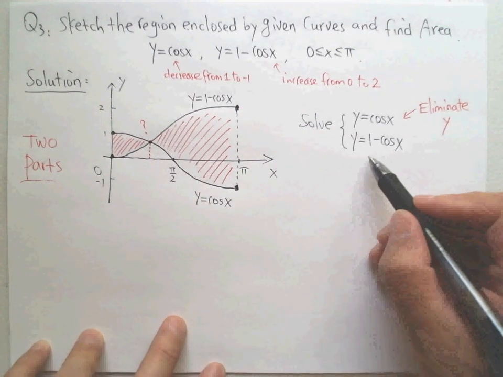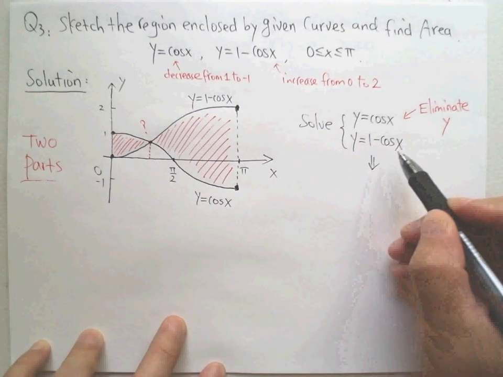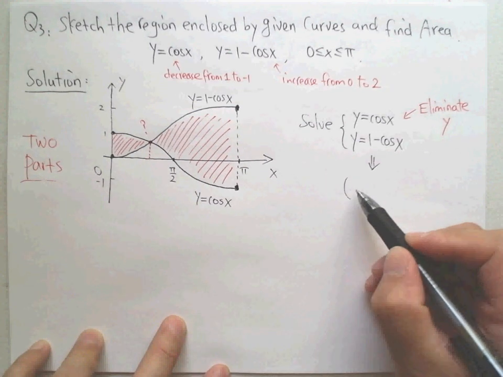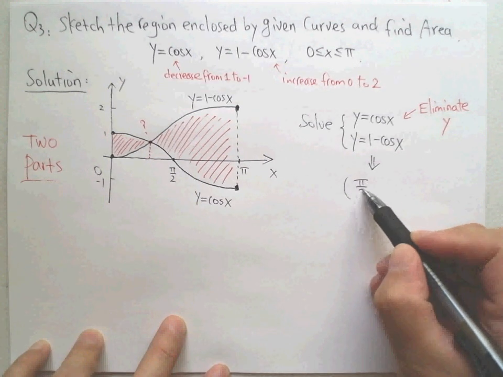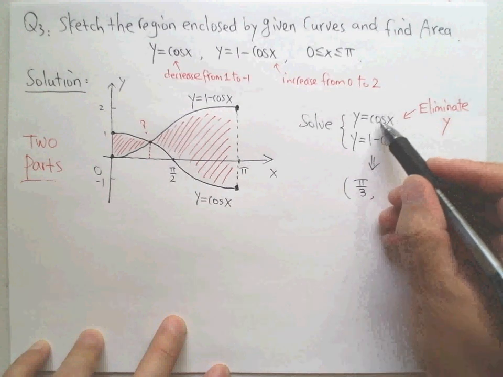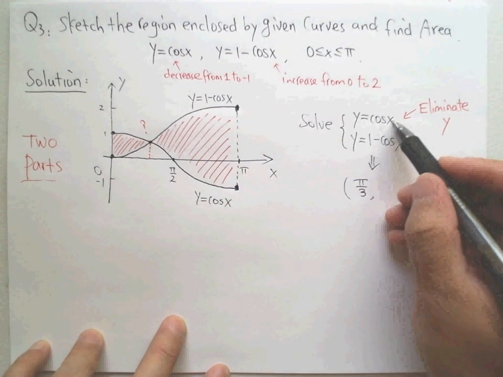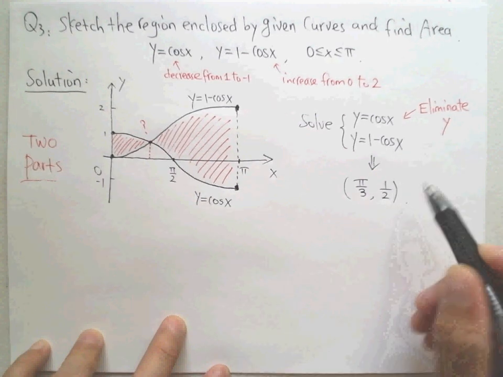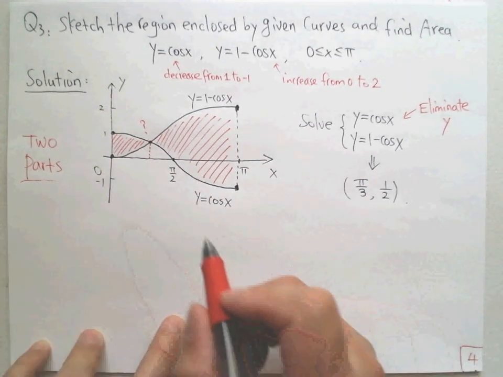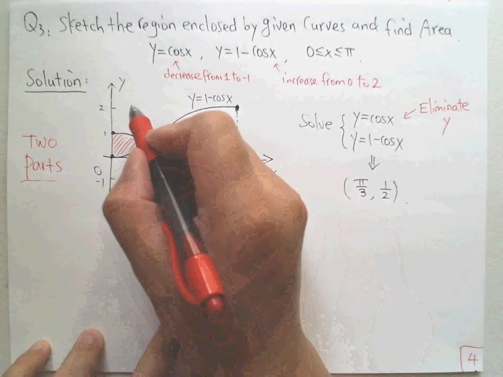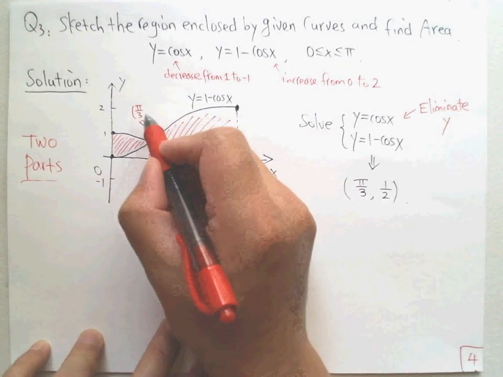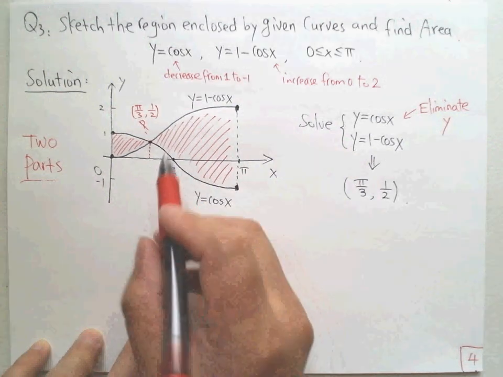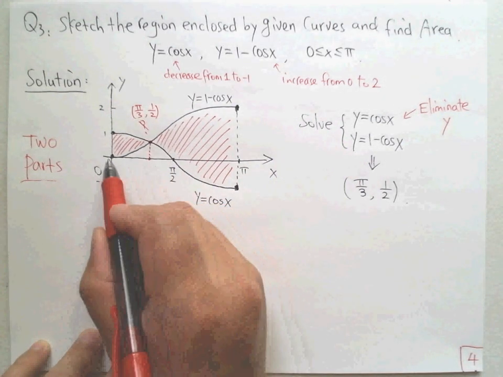After you get x and then back substitute, you can get y. Okay, so I ignore the middle step. I'm going to find the results. The results I get: x is pi over 3, and y is cosine of pi over 3, which is 60 degrees. Cosine 60 degrees is 1/2, so y is 1/2. This means this point is pi over 3 and 1/2.